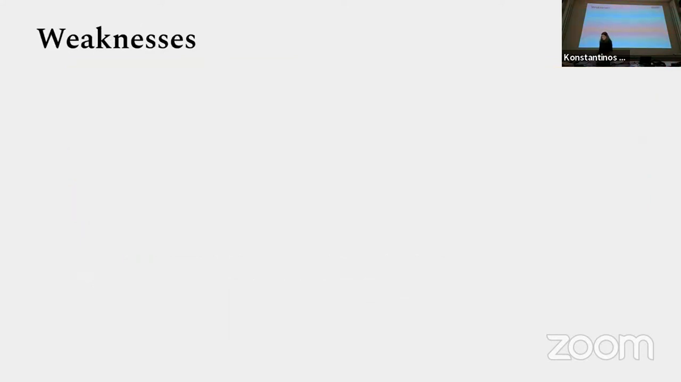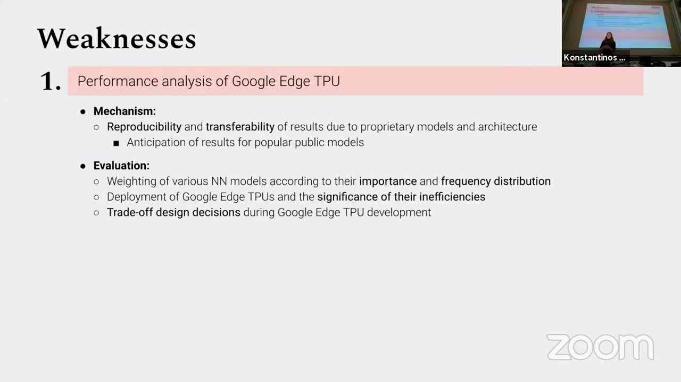If we look at the weaknesses, as the first weakness, I have identified this performance analysis, because first of all, it is a paper that was written for Google, right? So we have to mention the reproducibility as well as the inferability of these results, because they were drawn using proprietary models as well as architectures. While they say that publicly available models should produce similar results due to similar characteristics, it's obviously, I guess, one point that one just has to mention.